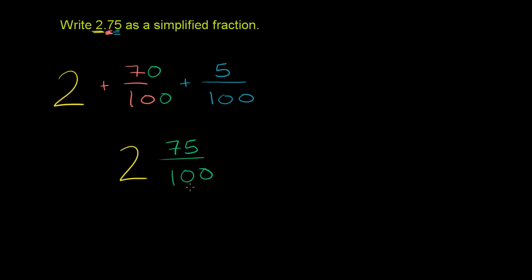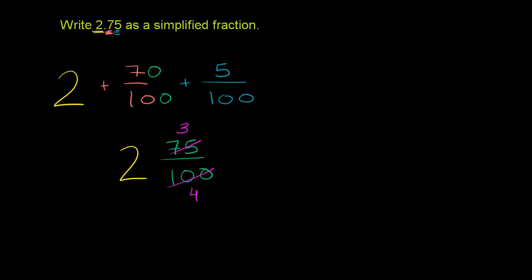Now, we aren't in a completely simplified fraction yet, because 75 and 100 have common factors. And the largest number that goes into both, if you're familiar with quarters, is 25. 3 quarters is 75 cents. 4 quarters is 100 cents. Or 4 quarters is $1. So if you divide both of them by 25, 75 divided by 25 is 3. And 100 divided by 25 is 4.